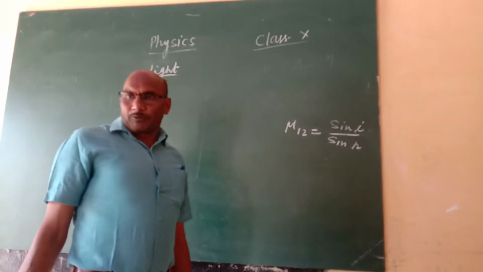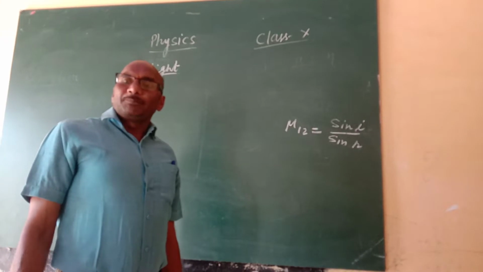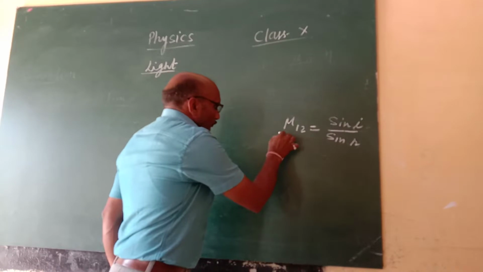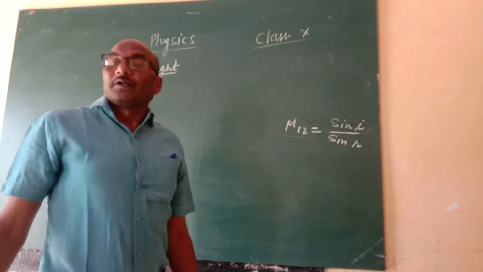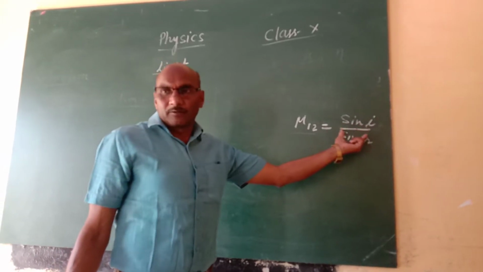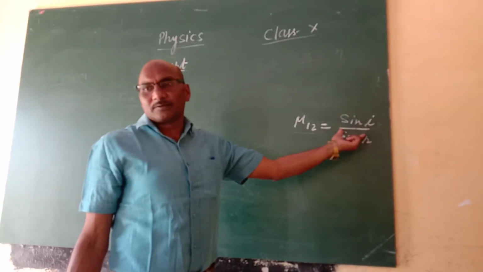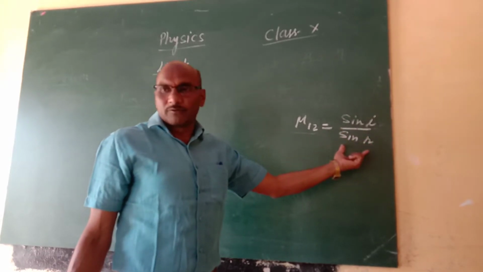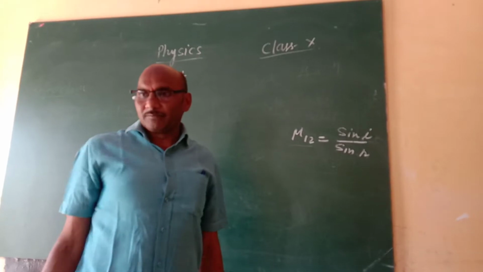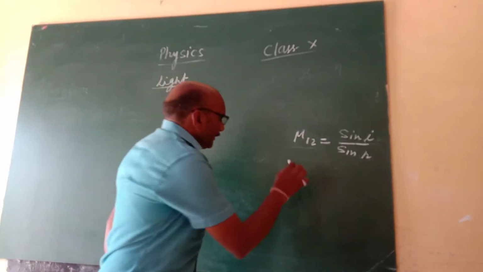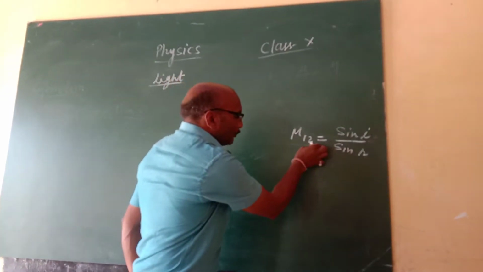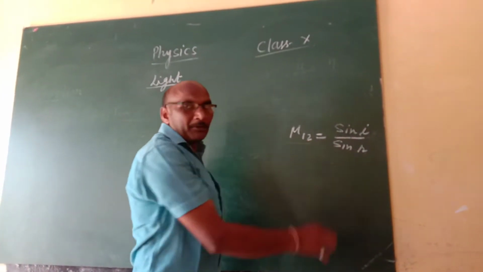Now let's come on to the previous topic. In the previous class, we were discussing the refractive index of one medium. Refractive index is the ratio between the sine of the angle of incidence and the sine of the angle of refraction. This is one way to find the refractive index. The meaning of mu12 is the refractive index of medium 2 with respect to medium number 1.